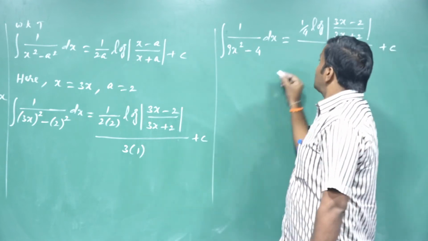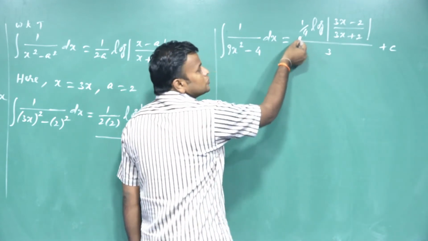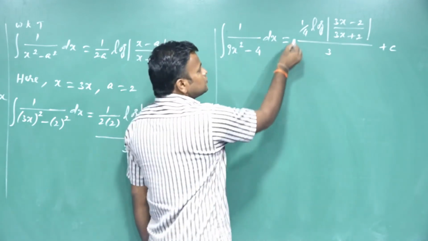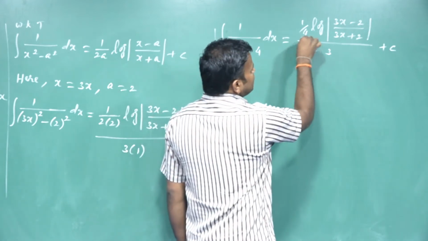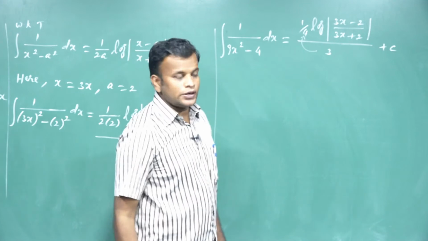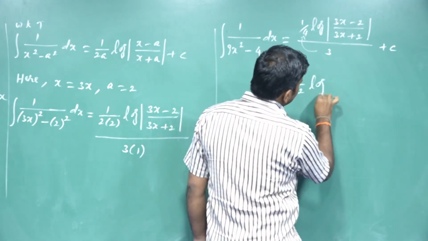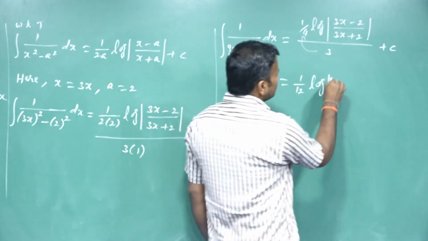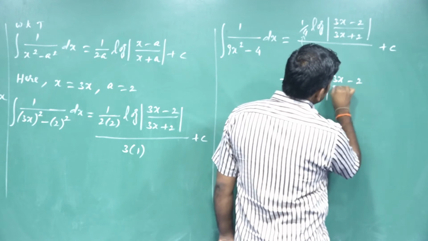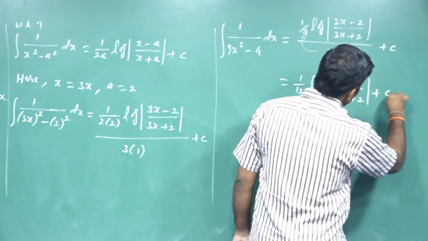Now it is a denominator and again one denominator. So this 3 goes to that one, or this 4 goes down. We multiply, we get 3 4s are 12. So the answer is 1 by 12. 1 by 3 4s are 12. Log of within modulus (3x minus 2) divided by (3x plus 2) plus c.